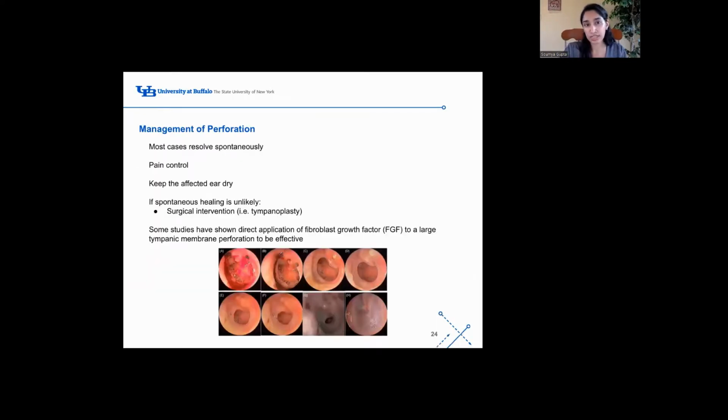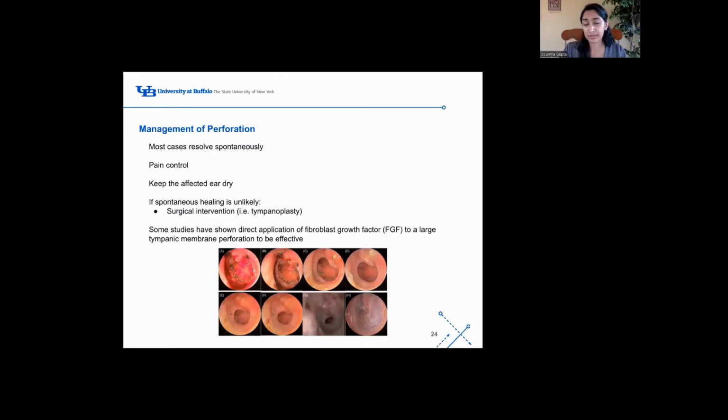Most cases do resolve spontaneously. You could just throw some pain control at it, some Tylenol, and you want to keep the affected ear dry to prevent having that damp environment for infections. But if spontaneous healing is unlikely, you could do surgery like a tympanoplasty.